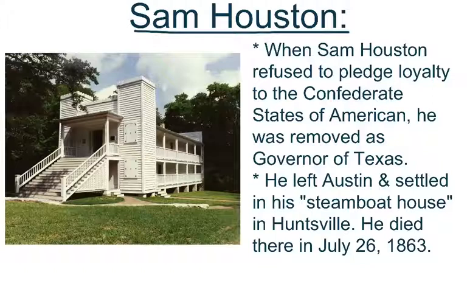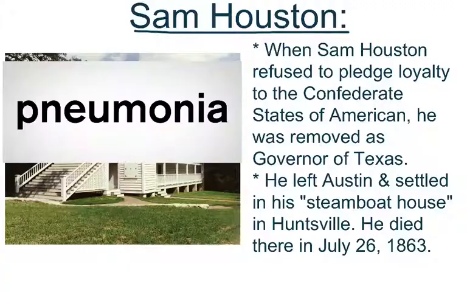Now, upon being removed as governor of Texas, Sam Houston left Austin, the capital, and settled in his Steamboat House in Huntsville, Texas. The reason it's called a steamboat house is because it was built long like a steamboat, as you can see here in this picture. He passed away, or died, in this very house on July 26th of 1863. He passed away because of pneumonia, right? And he was 70 years old.